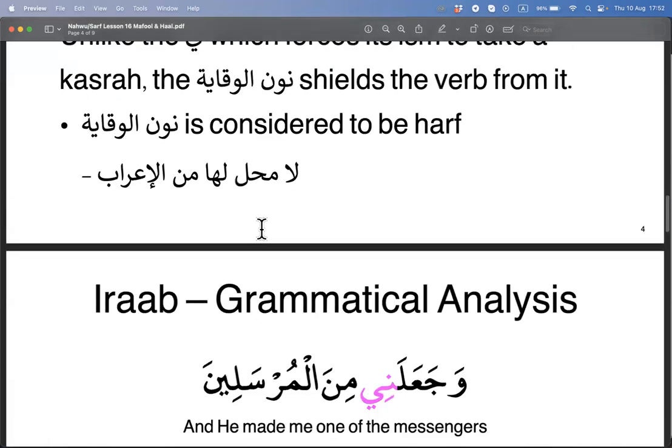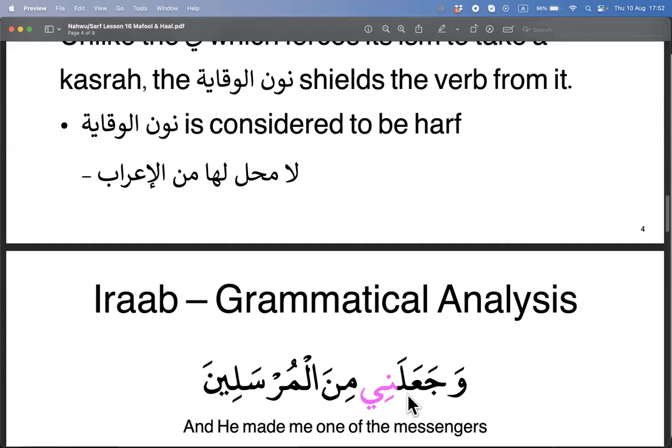Okay, so here, how do we do the i'rab? It's exactly the same word. Let's see if you can remember. Ja'ala. Ja'ala is fi'il madi. The fa'il is huwa, so marfu. Fi'il madi mabni ala what? Fi'il madi mabni ala fathah. Yes, alal fath.